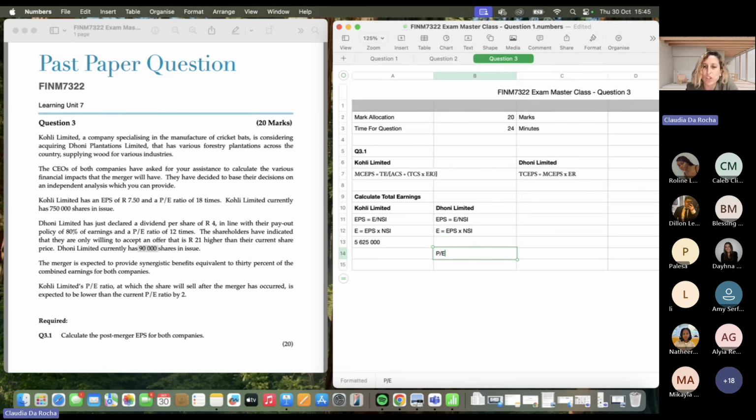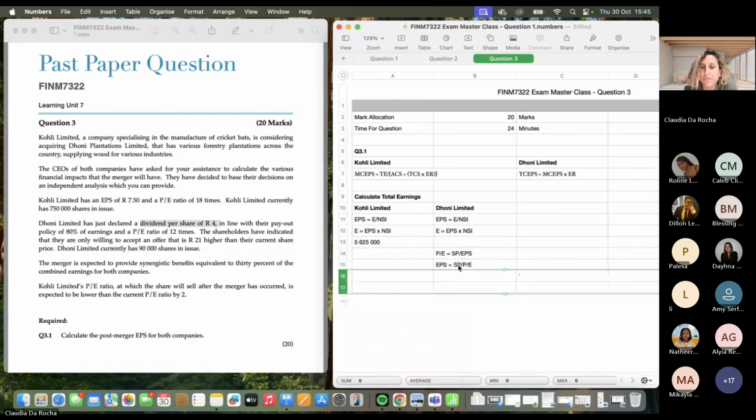If we use our PE ratio, the formula for PE ratio is your share price divided by your EPS. And therefore, our EPS is our share price divided by PE. We have the PE ratio for Donny, 12. We don't have the share price, but we have dividends per share. So what does that mean? I've got to now use my dividend per share formula to solve.